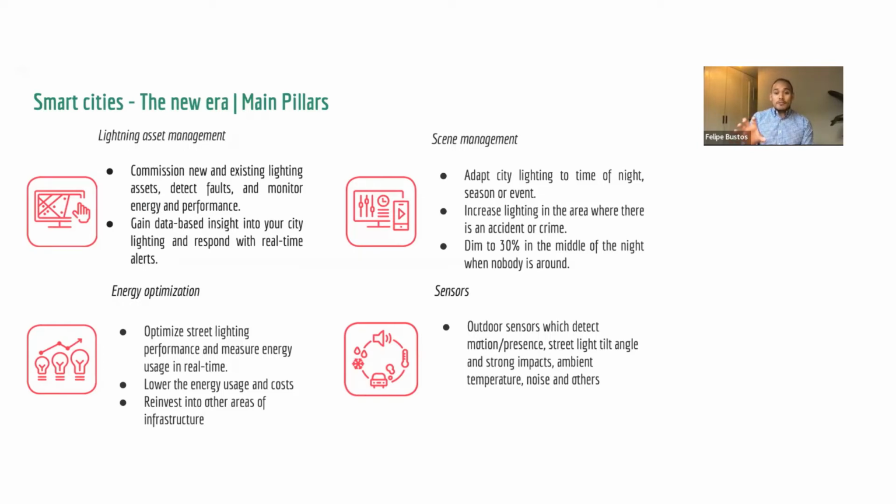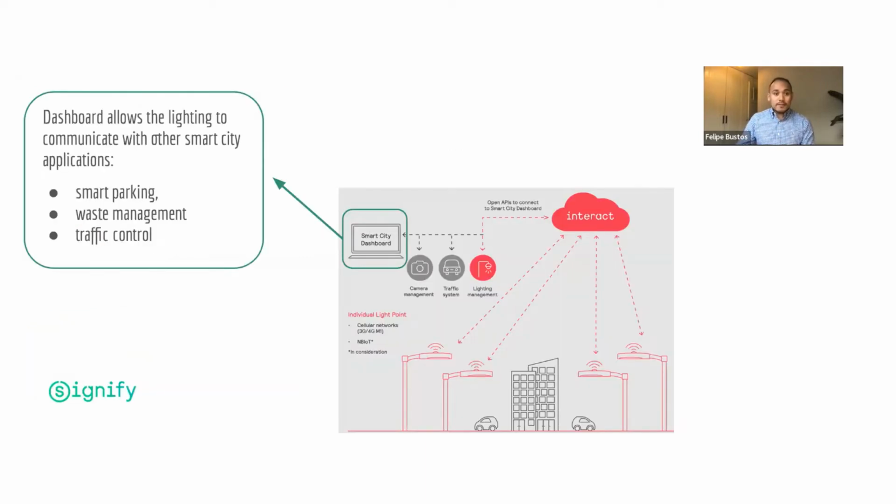Another pillar is the use of sensors that facilitate the detection of motion and presence, and can also adjust certain mechanisms to direct the light in a certain desired way. And the key element of this is how all these elements interact with each other. So there will be a dashboard that can allow the lighting to communicate with other smart city elements, for example, smart parking, waste management, and traffic control.